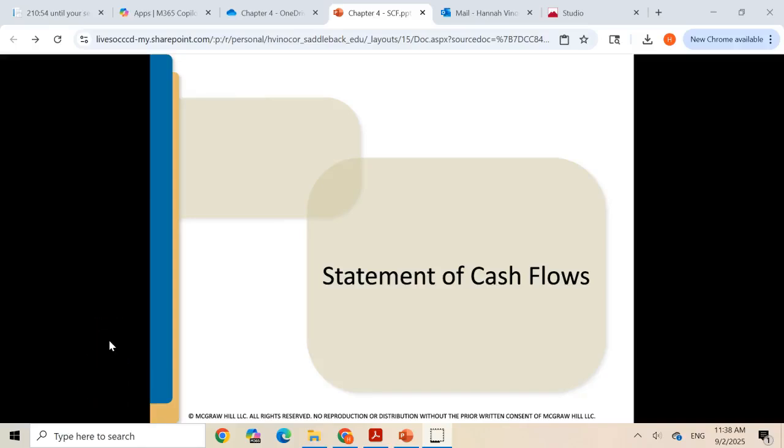Hello. Today we're going to look at the statement of cash flows. We're going to learn what those numbers are, the rules that govern their classification, and why we need the statement of cash flows.